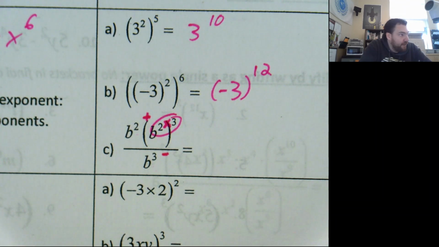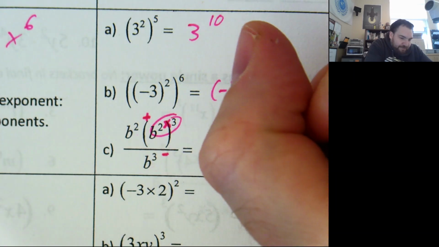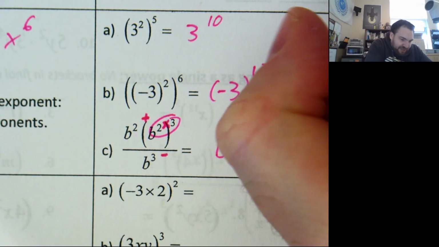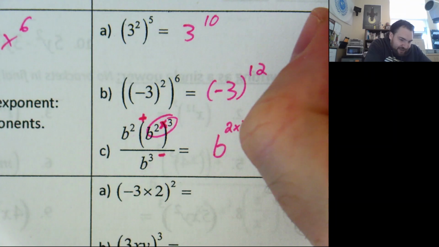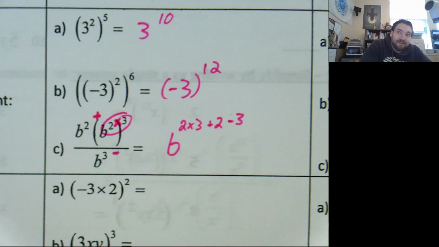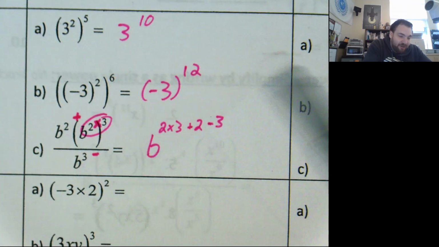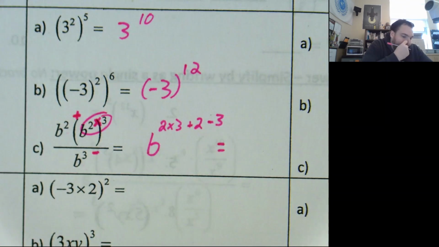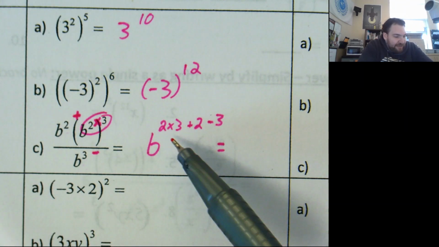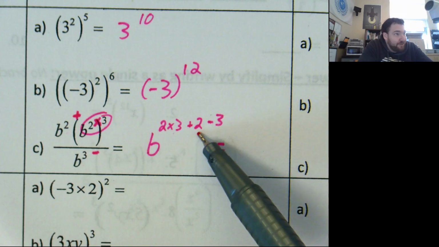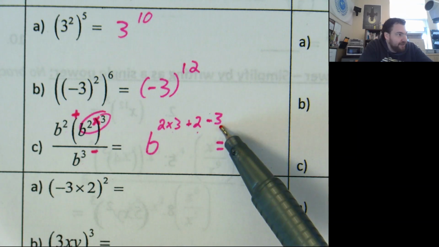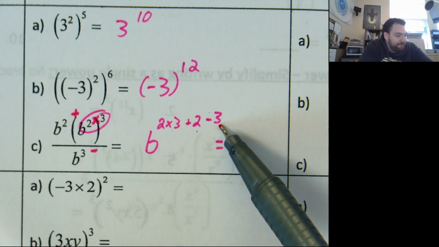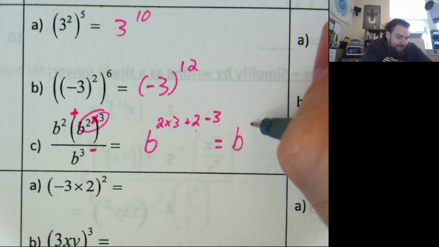So if I write all of that in one big chunk, we're going to get b to the 2 times 3. We're going to add the 2 and take away the 3. All of those pieces going on here all at once. So I think someone said it already, 2 times 3 is 6, plus 2 is, 6 plus 2 is? Oh, 8. You betcha, minus 3 is? 8 minus 3? Oh, 5. You betcha.